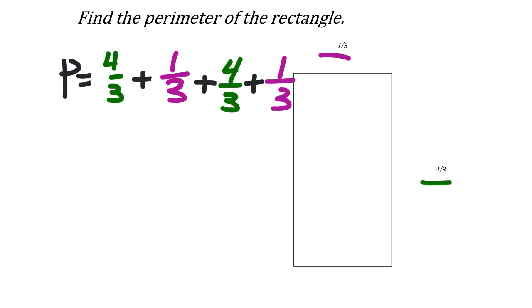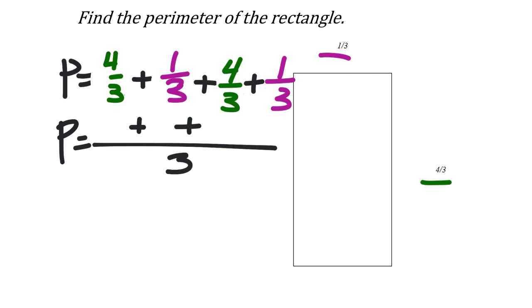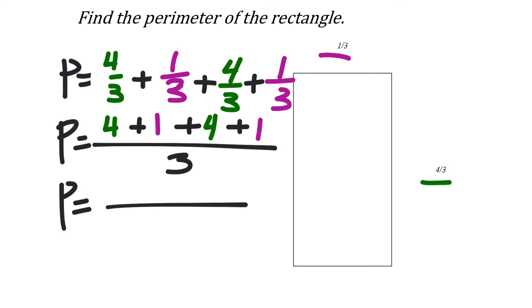Oh, these ones already have common denominators. That's excellent. Which means we can write this whole thing with one denominator. And yes, it's all addition. All right, so we got 4 plus 1 plus 4 plus 1. So the perimeter in thirds, we got 4 plus 1 is 5, plus 4 is 9, plus 1 is 10. 10/3. So the perimeter is just 10/3.